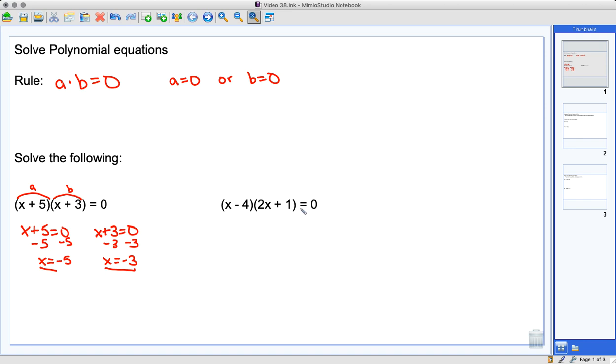Looking at the second one, same kind of thing. Either x minus 4 is equal to 0 or 2x plus 1 is equal to 0. I would add the 4 on this one, so I get x equals 4. On this one I'm going to subtract 1, so I get 2x equals negative 1, and then I have to divide by 2. That's just a little bit more complicated solving. So either x is 4 or x is negative 1/2.